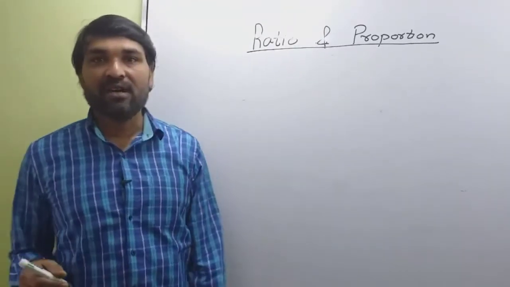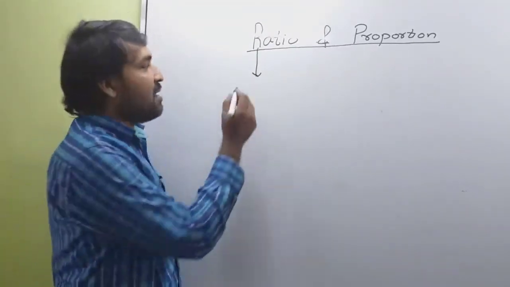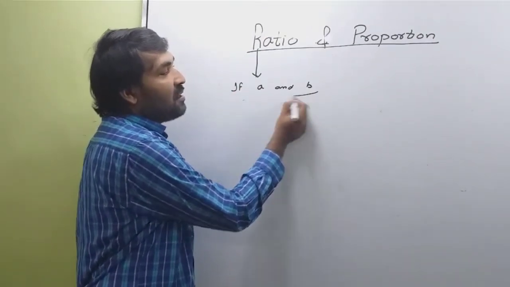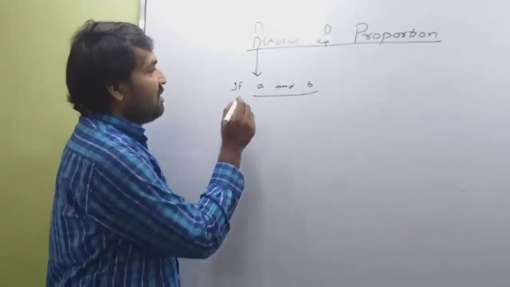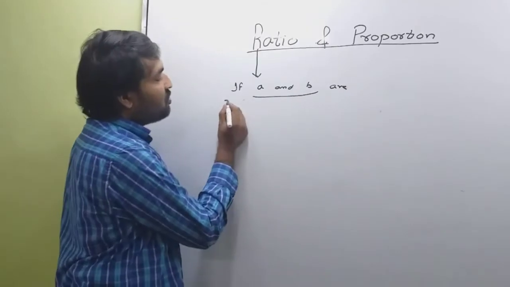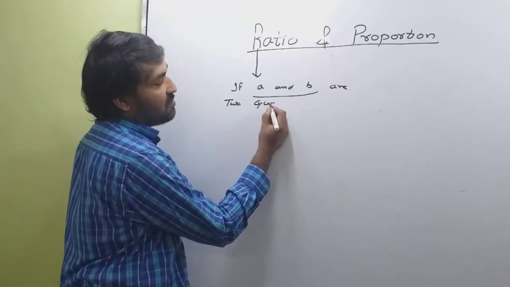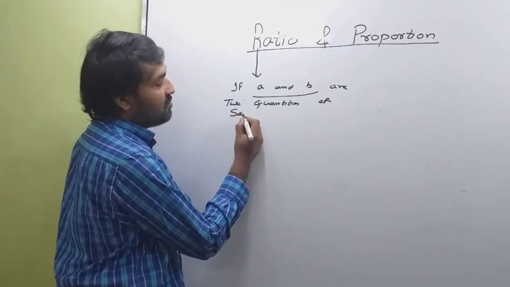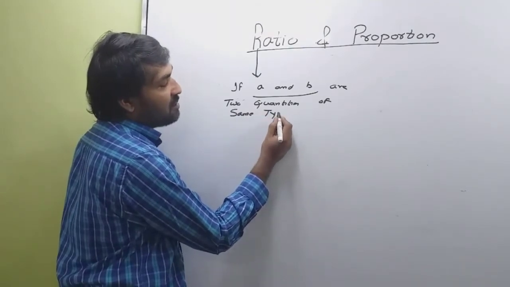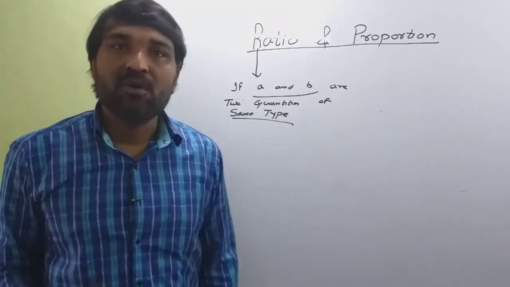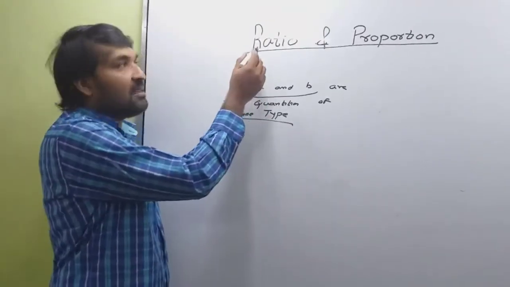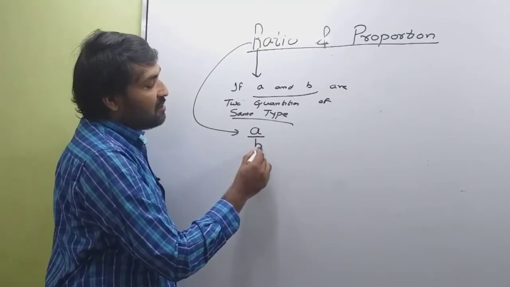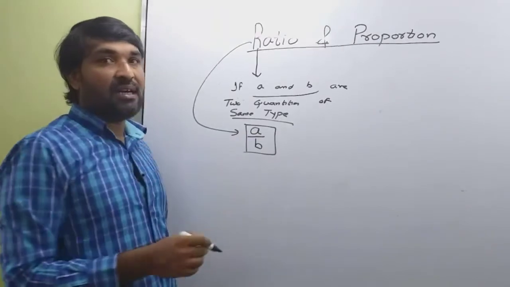So our next topic is ratio and proportion. If we have two quantities A and B, that is, if A and B are two quantities of the same type. Same type, that is important. The quantities should be of the same type. Then the ratio is represented by A by B. This is a representation of ratio.